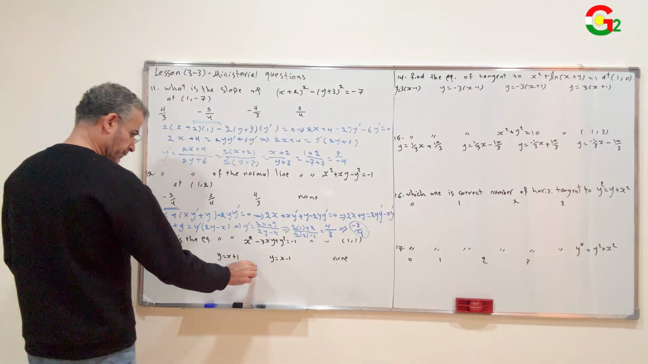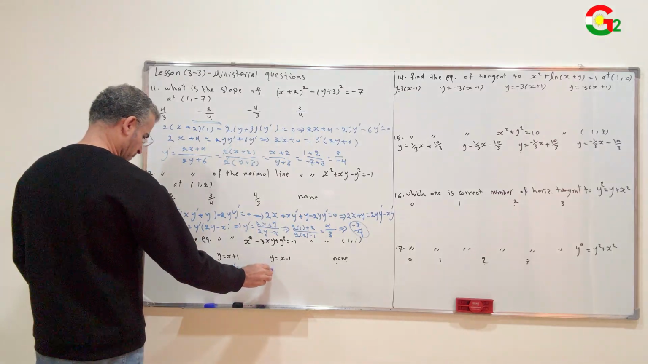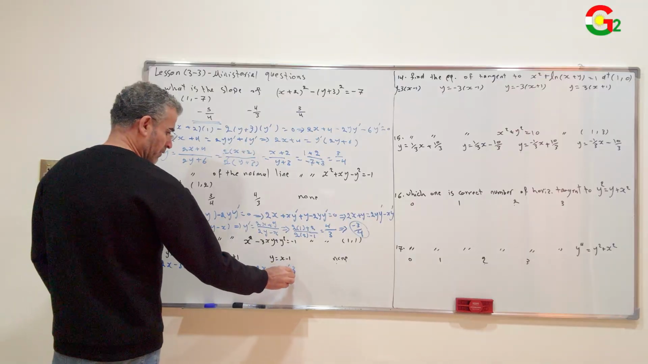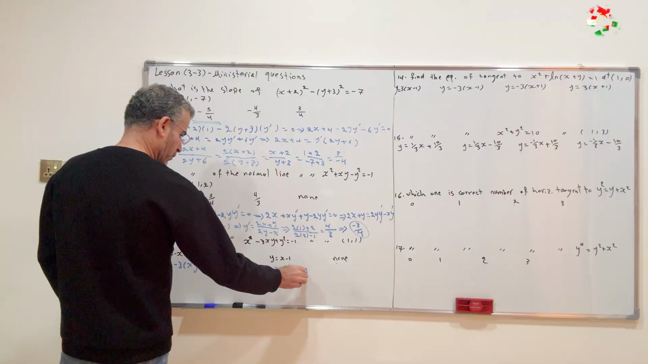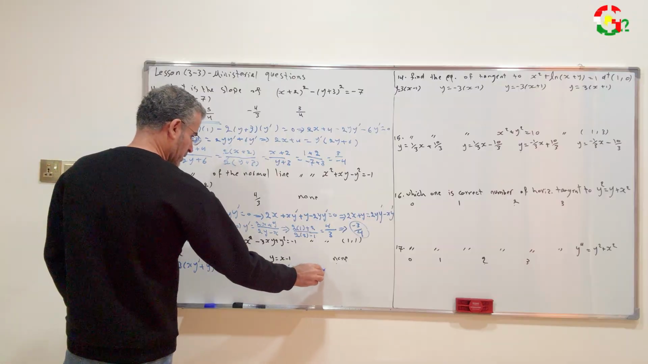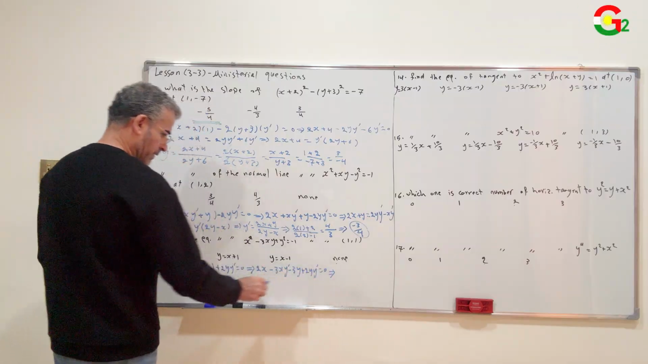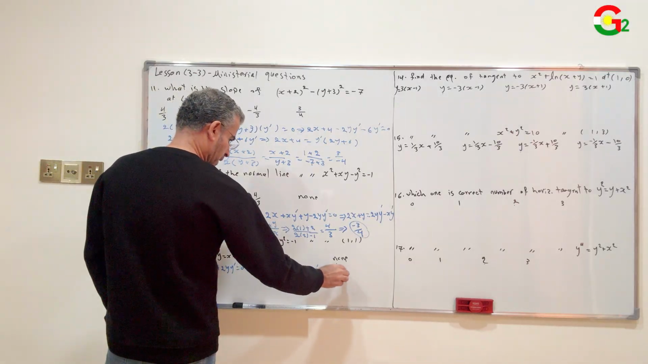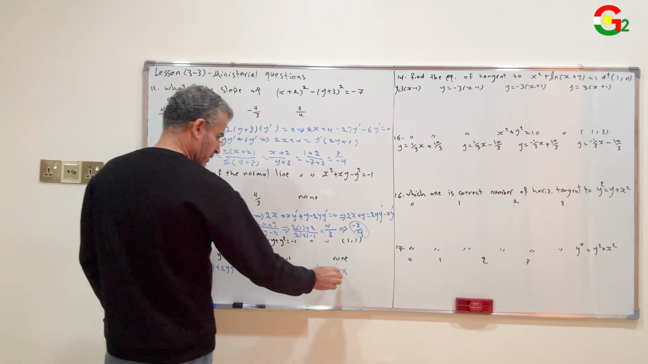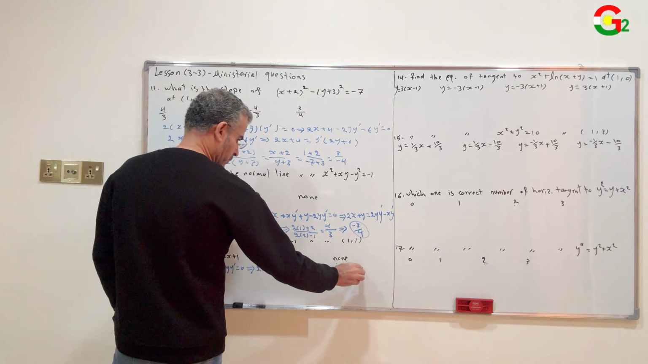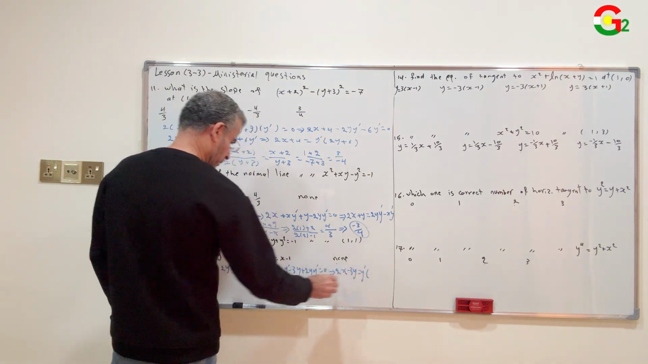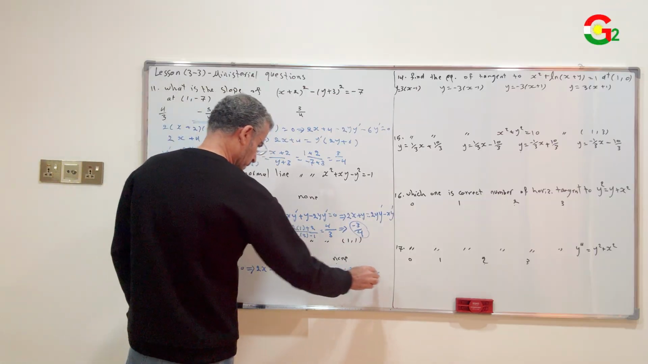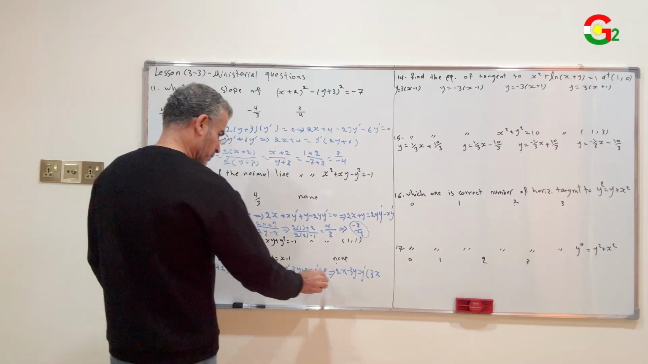Then 2x minus 3xy prime minus 3y plus 2y prime equals 0. Then set the term with y prime on one side. 2x minus 3y equals, factorized by y prime, 3x minus 2y.